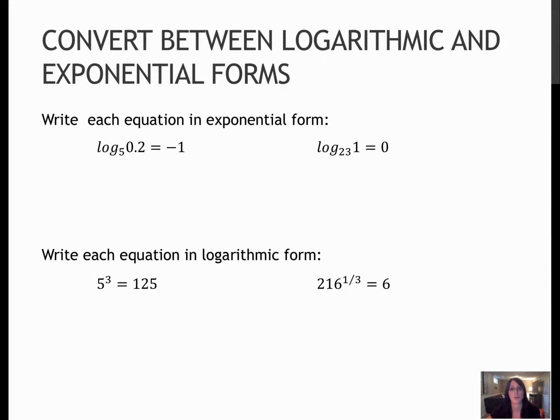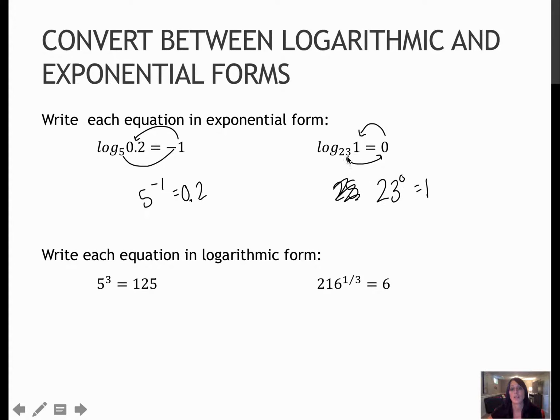Let's do a little bit of practice. Starting with a logarithmic function into exponential, I always start here. So it's 5 to the negative 1 equals 0.2. And then again, base is always the base. So the base of 23 means 23 to the 0 power equals 1. So base to the 0 equals 1.